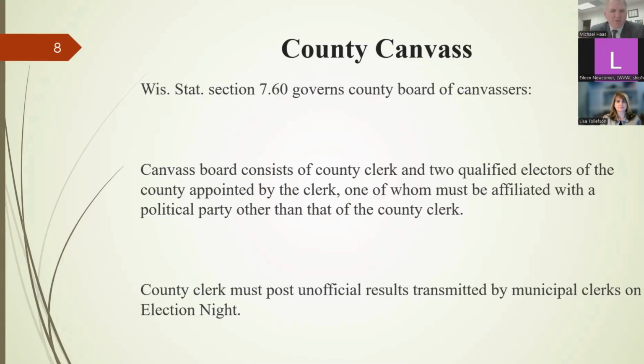Now, separate from the canvass, the county clerk also has the responsibility to post unofficial results transmitted by municipal clerks on election night. This was actually a requirement put in the statutes. I don't remember exactly what year it was, but it was when I was at the state elections agency. So it's still a fairly recent requirement that county clerks need to provide this information on election night, even though they are unofficial results.